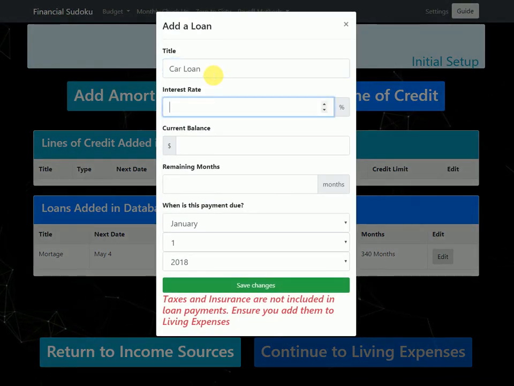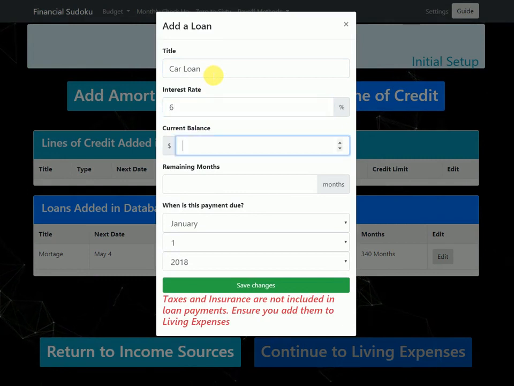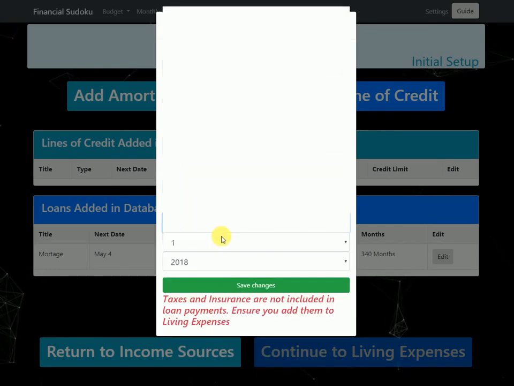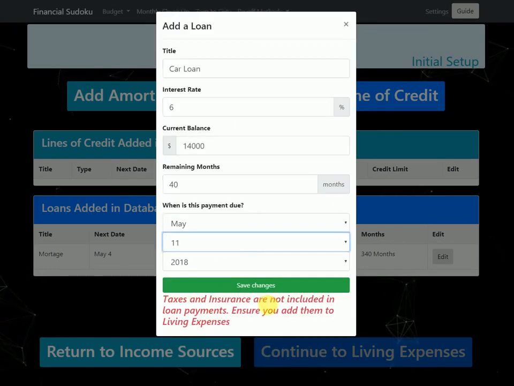The interest rate on this is 6%. My current balance is $14,000, and I have 40 months left. This payment is going to be due on the 11th.